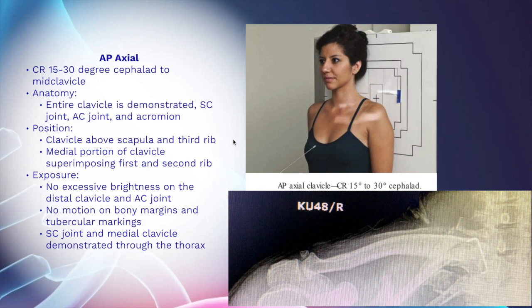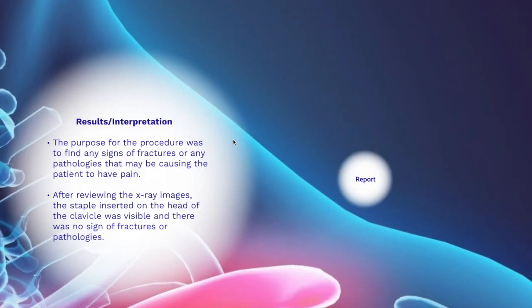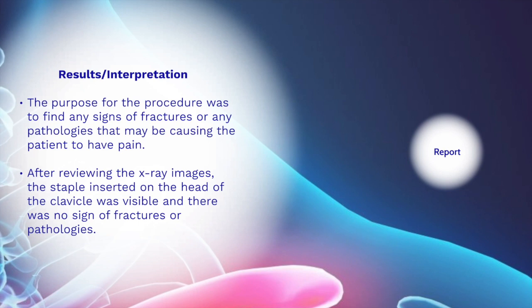For exposure, no excessive brightness on the distal clavicle and AC joints. No motion on bony margins and trabecular markings. The SC joint and medial clavicle are demonstrated through the thorax. The purpose for the procedure was to find any signs of fractures or any pathologies that may be causing the patient to have pain. After reviewing the X-ray images, the staple inserted on the head of the clavicle was visible and there was no sign of fractures or pathologies.